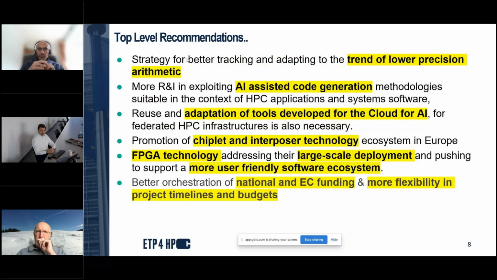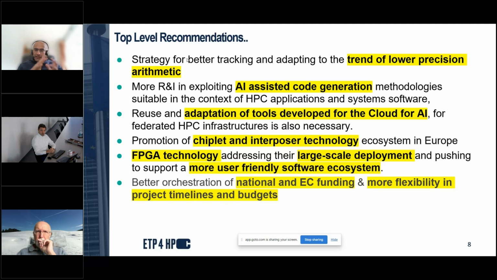And we have also spoken about and recommended adaptations to the trend for lower precision arithmetic, and more R&I in AI-assisted code generation and adaptations of tools developed for the cloud for AI. And we have recommended the promotion of chiplet and interposer technology ecosystem in Europe. And also in the area of FPGA technologies, we have recommended how to address their large-scale deployment and pushing for a more user-friendly software ecosystem.